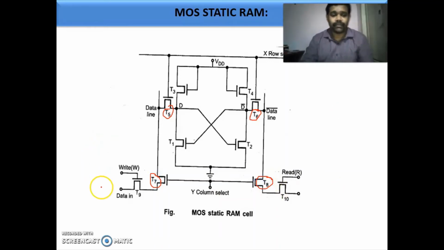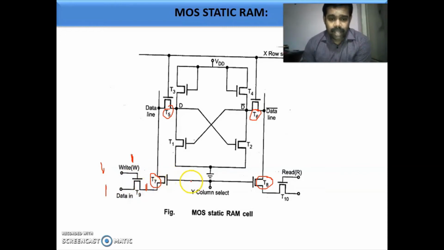Now I am going to write a logical one first. So I am making this write line 1. This write line 1 means you are giving a signal to the gate of this MOSFET, and you are giving a logic 1 in the place of data in. So this MOSFET will conduct, and it will be getting the output here.